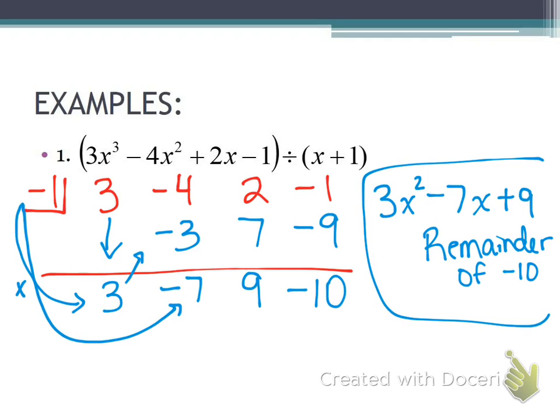That would be our answer. So the reason why it's a little bit challenging to check this from what we know right now is that when we get a remainder, we can't then multiply this back to what we had easily to check ourselves. If we were to have a remainder of 0, you could double distribute this divisor into your quotient and see if you get what you started with, the dividend.